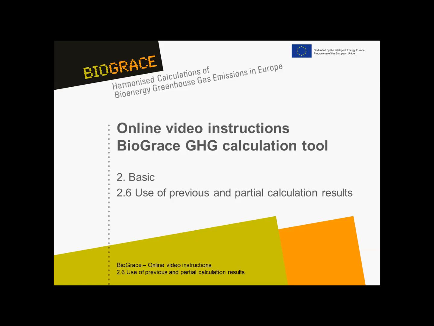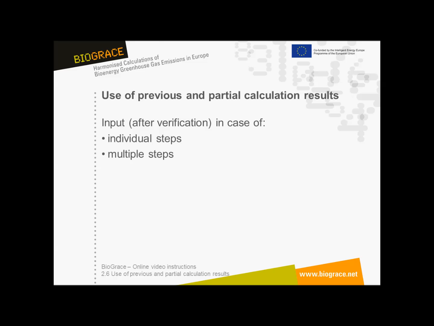Calculation sheets of the BioGrace tool allow that greenhouse gas calculations are made for part of the bioenergy pathway and after verification are used as input in a new calculation for the rest of the bioenergy pathway. These inputs can take into account individual steps or multiple steps.